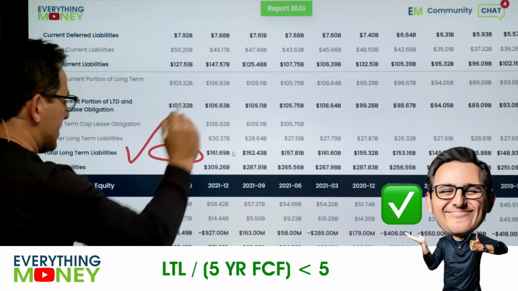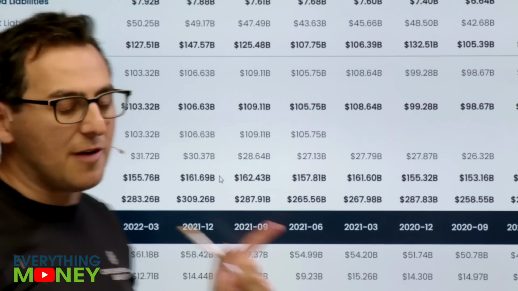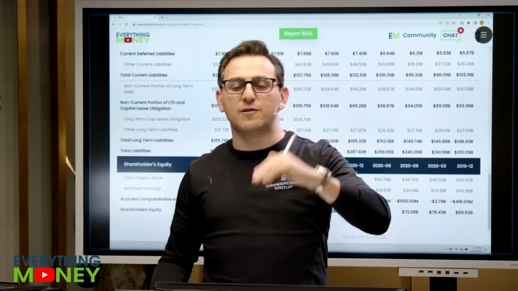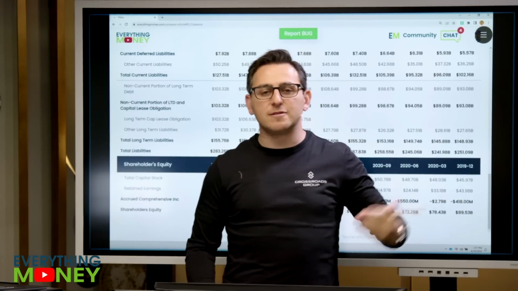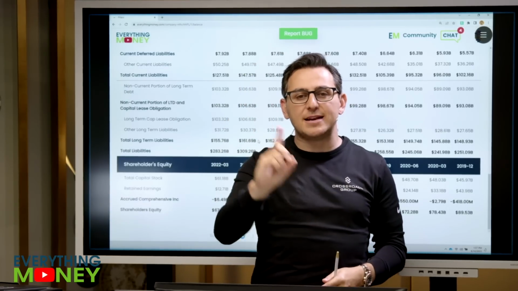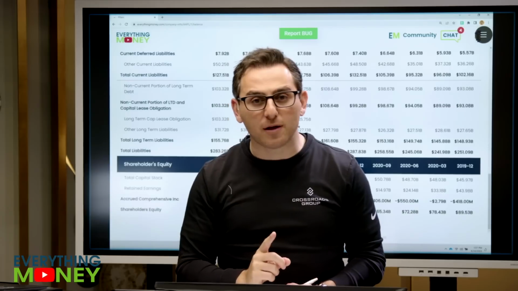That is definitely below 375. That's a check. They can pay off, according to this, their long-term liabilities with 2 years of free cash flow if they just sustain the last average of the last 5 years. So that's incredible. Now, pillars number 7 and 8 have to do with free cash flow.